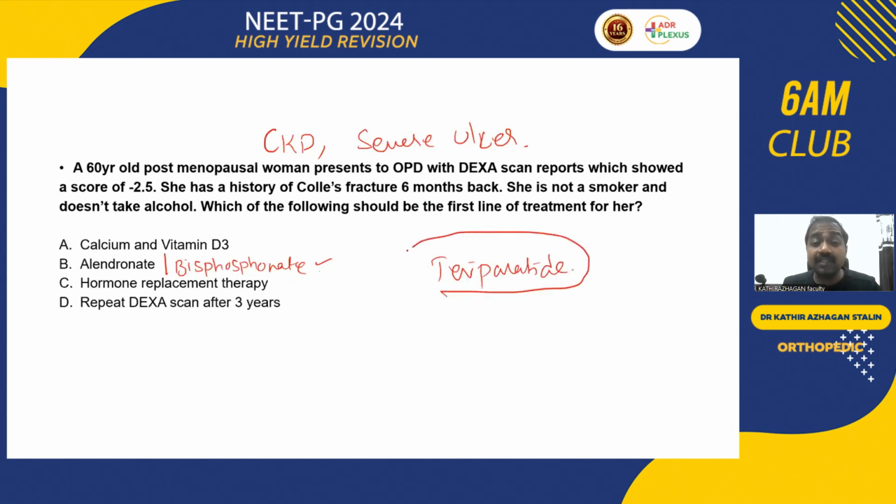When you don't want to answer teriparatide, the same question would be a 60-year-old chemo patient, then you can never use teriparatide in a patient who is having a cancer. So you will never use. See how by changing one word, I am changing the answers.